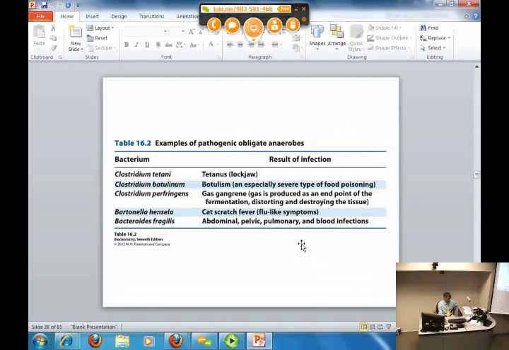Lactate dehydrogenase converts pyruvate to lactate. Different bacteria use this, obligate anaerobes. They are actually quite dangerous pathogens, causing food poisoning and other things, so we have to be very careful. Gas gangrene: gas is produced at the end point of the fermentation, destroying the tissues. Gangrene is formed whenever tissue is not cleaned or surgically removed. Gas gangrene may be formed, so be very careful.